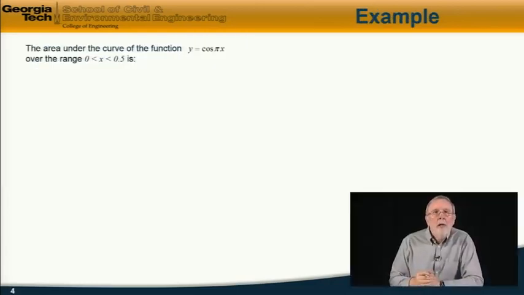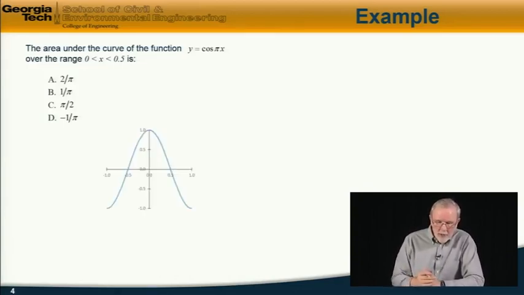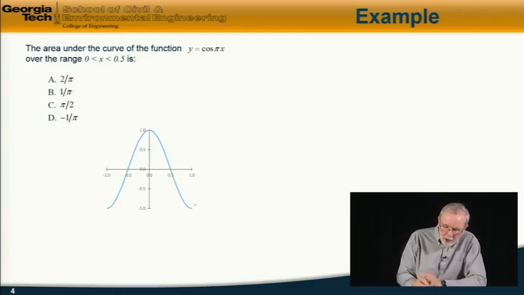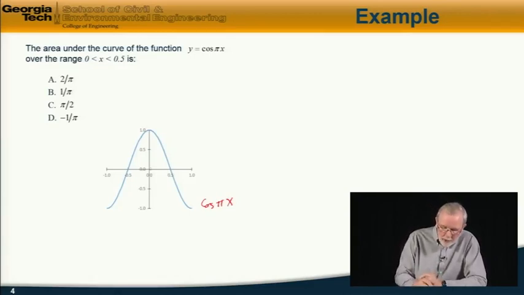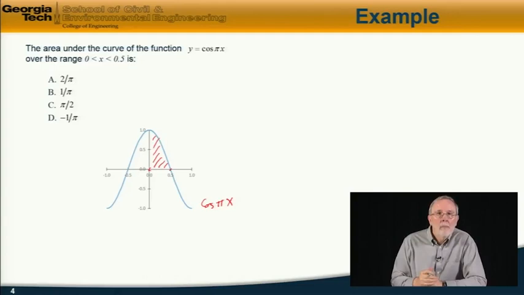For example, the area under the curve of the function y equals cosine pi x over the range x from 0 to 0.5 is which of these alternatives? So here's what we're doing. Here is the graph of this function, y equals cosine pi x, and we are asked to evaluate the area under the curve from 0 to 0.5. In other words, the area of this portion of the curve right here.